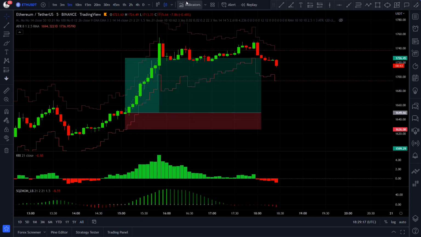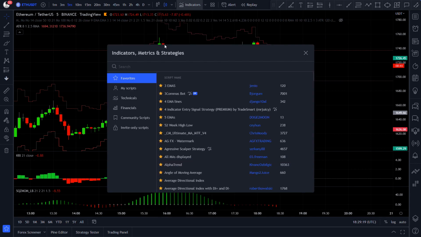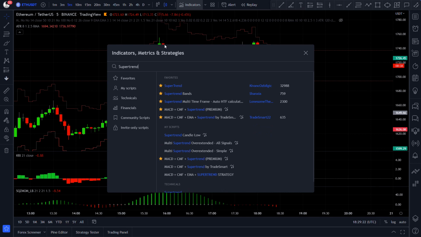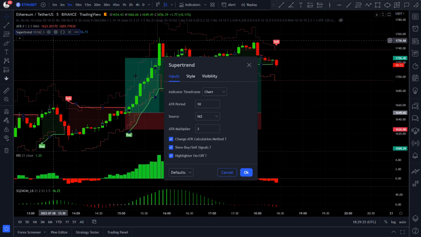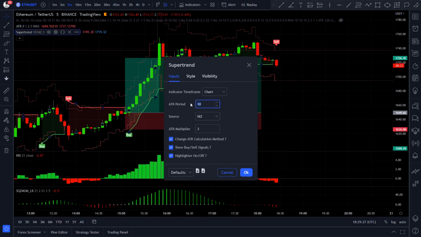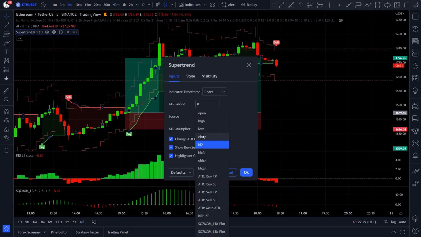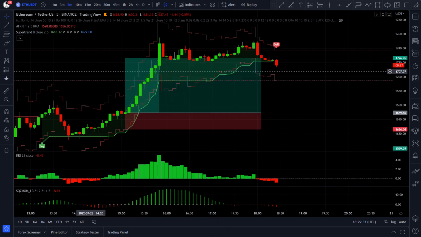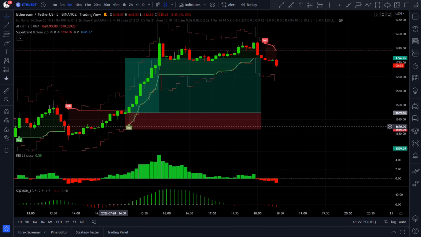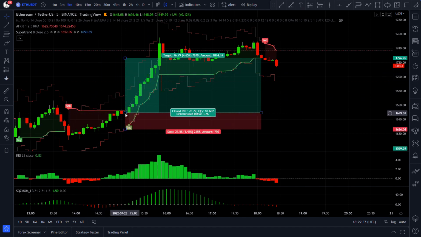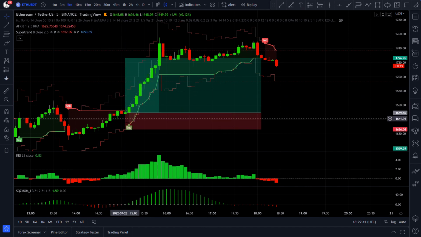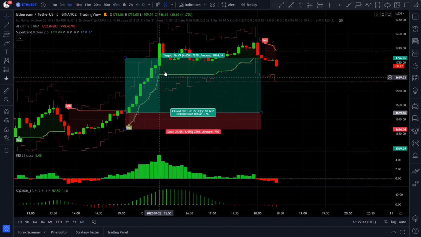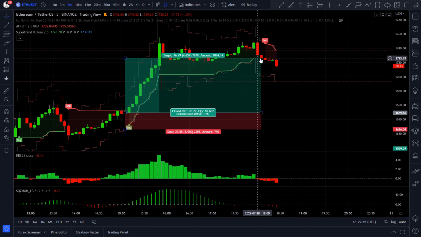To replicate this in a manual trading way, open up the Indicators tab and type in Super Trend. Once you add it to your chart, go into its settings and change the ATR period to 8, the source to close, and the ATR multiplier to 2.5. Now we can use the Super Trend as our trailing stop loss. For example, here you can see that the strategy enters into a long position. So from now on, whenever the price touches the Super Trend, we will exit that position.